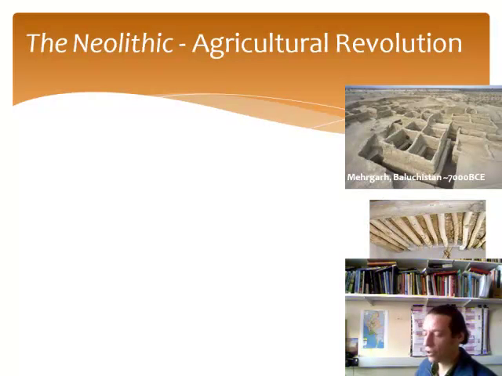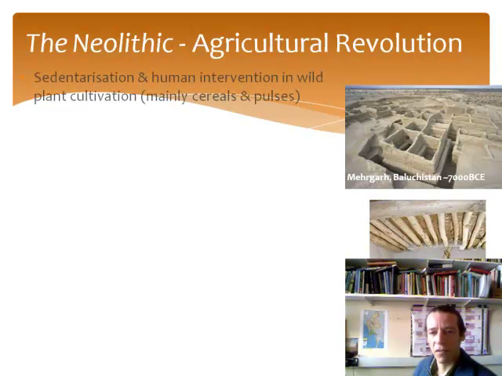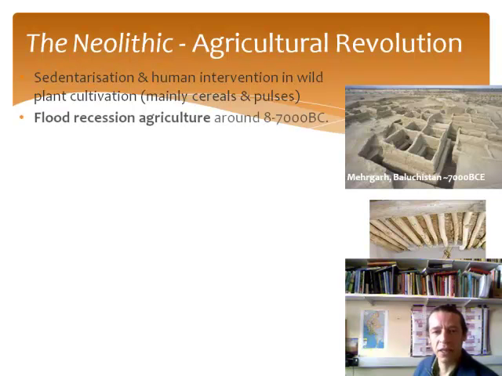Things gradually began to change in the Neolithic period, the New Stone Age, with the agricultural revolution. Humans started to settle or sedentarize in particular areas and started to intervene in wild plant cultivation, particularly cereals. The first evidence of flood recession agriculture emerged in about 8,000 before Common Era.